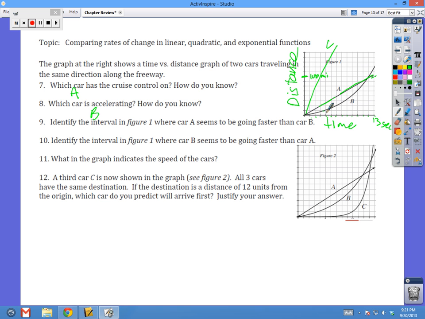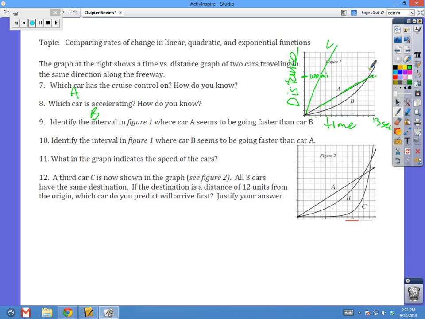His steepness is changing. Steepness is speed. So line A, the steepness never changes, so his speed never changes. Line B, the steepness changes, so his speed must be changing. Starts off kind of slower, but then he speeds up and he's getting faster.